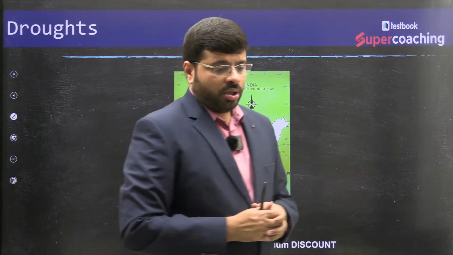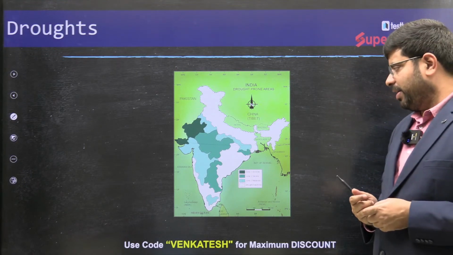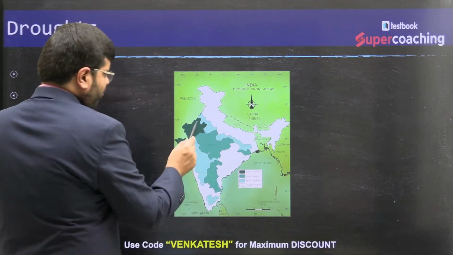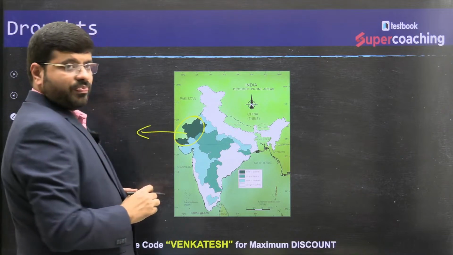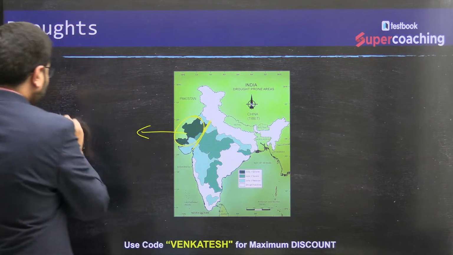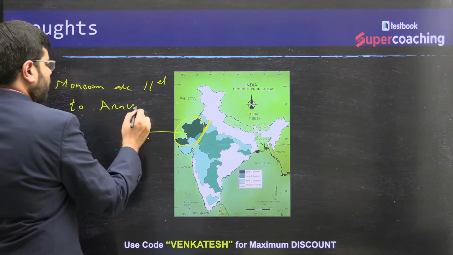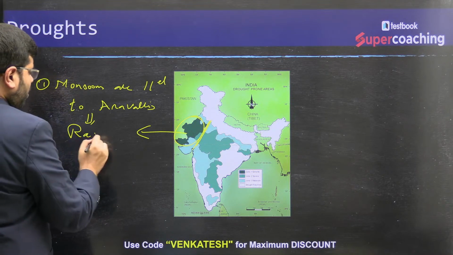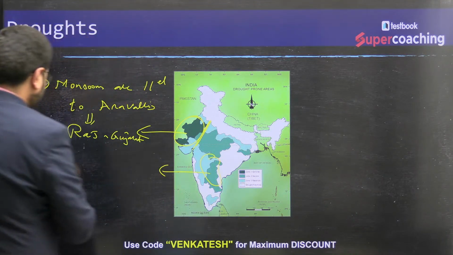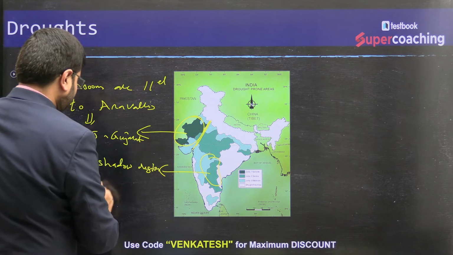Now let us understand where flash droughts, or droughts in general, occur in India. One of the major areas of flash droughts is the region of Rajasthan and the Gulf of Kutch, because of the topography. For example, monsoons are parallel to the Aravallis, leading to less rainfall in Rajasthan and Gujarat, right? This is the rain shadow region of the Western Ghats, which you have studied in climatology.